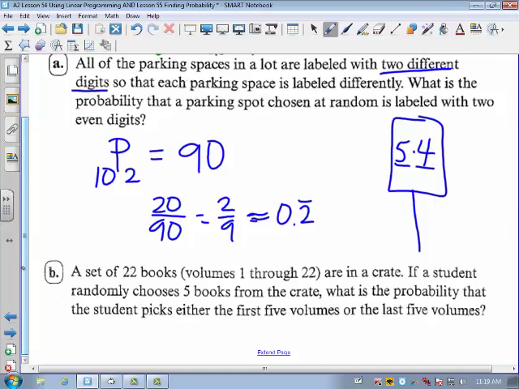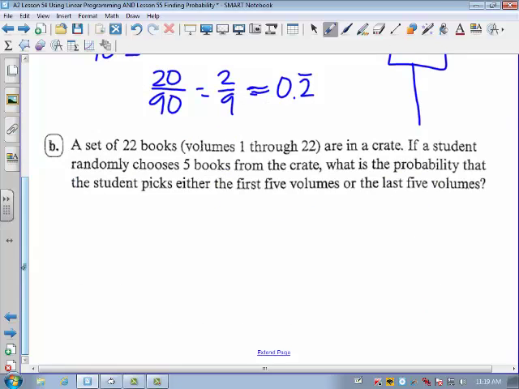Okay. Next one. A set of 22 books, volumes 1 through 22, are in a crate. If a student randomly chooses 5 books from the crate, what is the probability that the student picks either the first 5 volumes or the last 5 volumes? Now, my question to you is, permutation or combination? Why doesn't the order matter? I can pick 1, 2, 3, 4, and 5, or I could pick 5, 4, 3, 2, 1, or I could pick 2, 1, 3, 4, 5. Doesn't matter the order that I pick the books. It matters that I pick the certain ones. Does that make sense? Okay, so it's a combination.